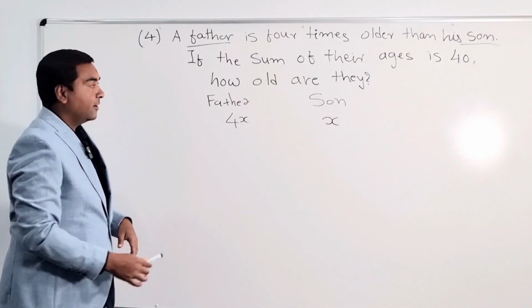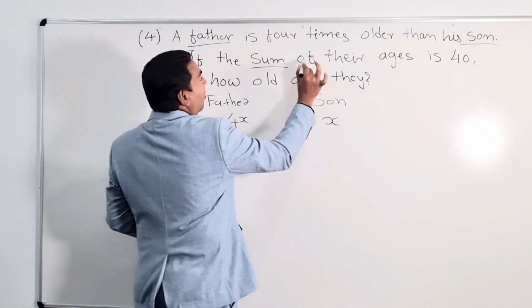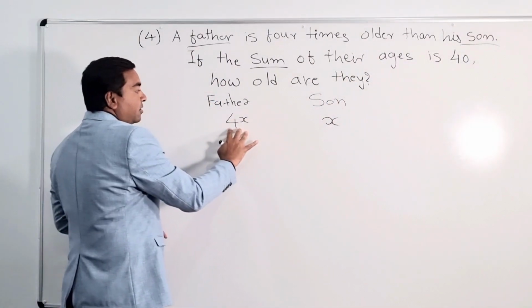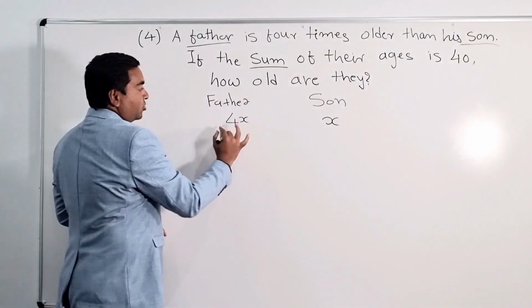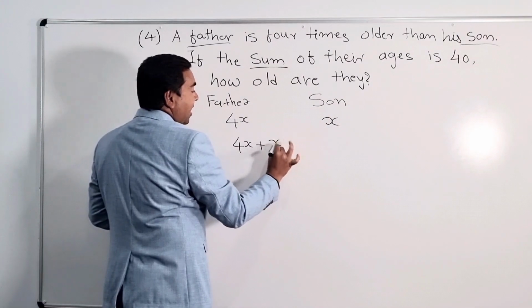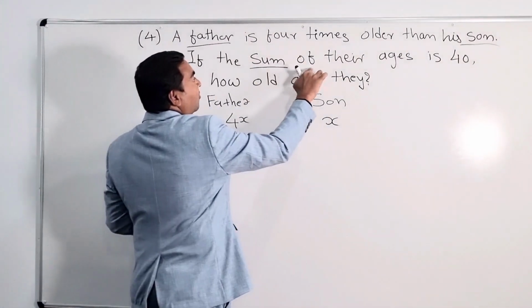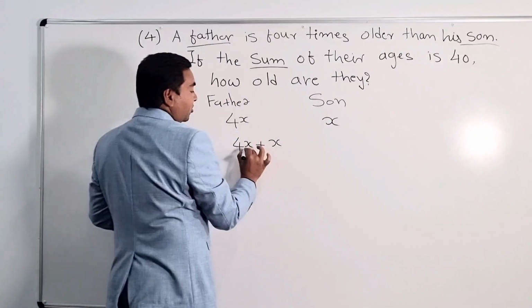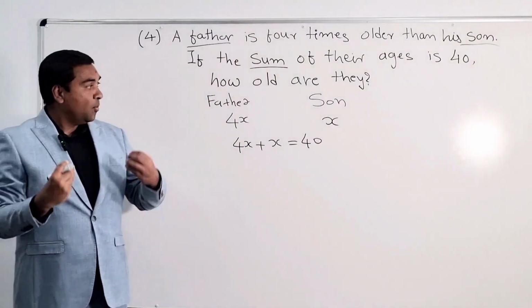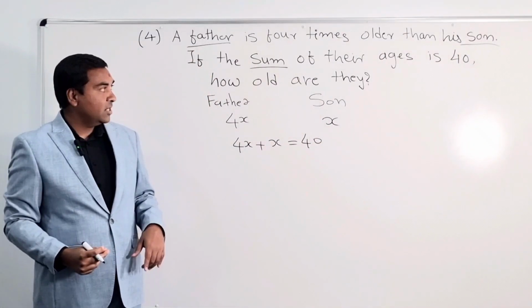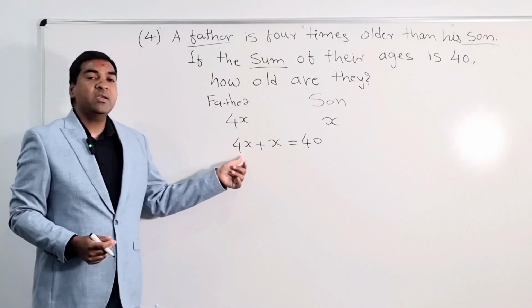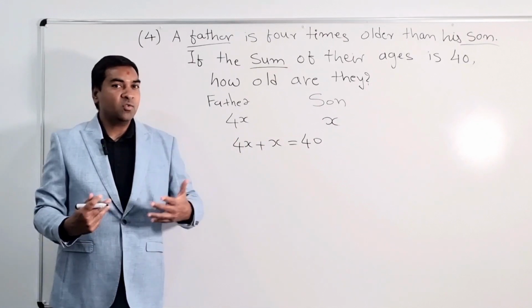Now the second sentence. If the sum of their ages, so sum, that means I have to plus them. So the age of the father plus age of the son. So age of the father is 4x plus age of the son is x, so 4x plus x. If the sum of their ages is 40, so 4x plus x equal to 40. Is it making good sense? Yeah. So the most important thing in such questions is what letter you're going to assign to what, and how to make your linear equation. Solving, I think it's not that hard, yeah?